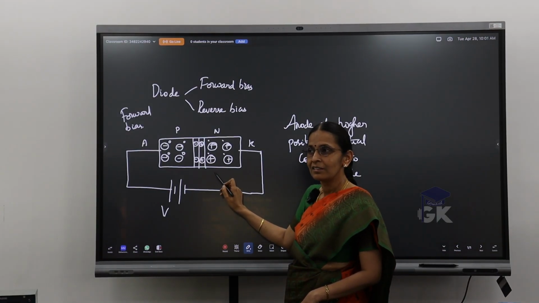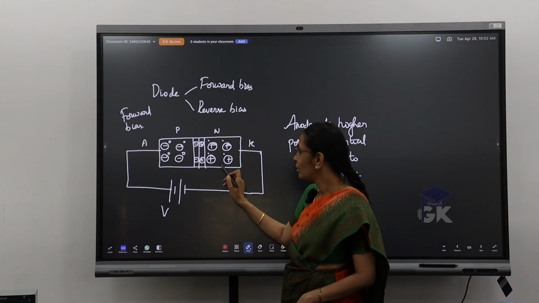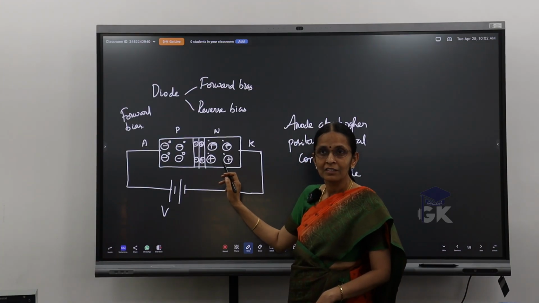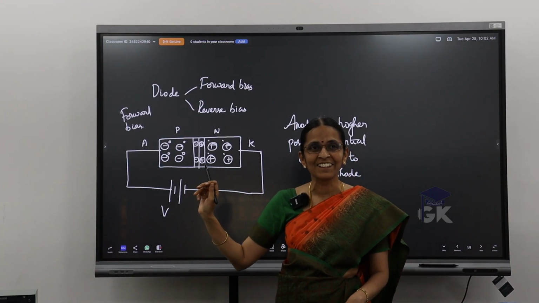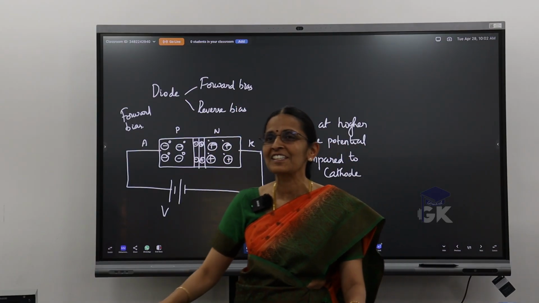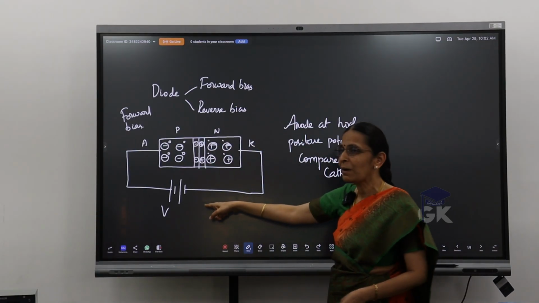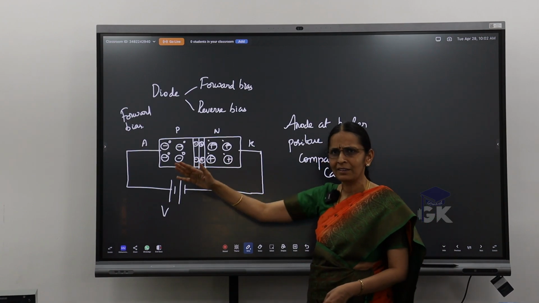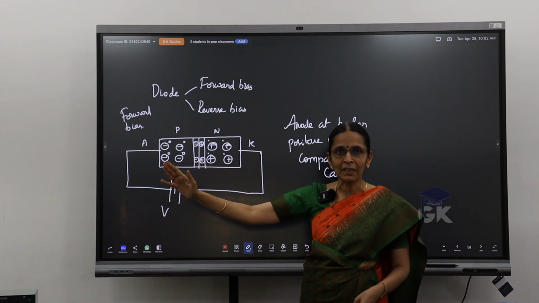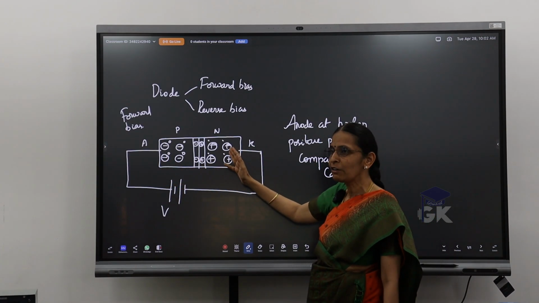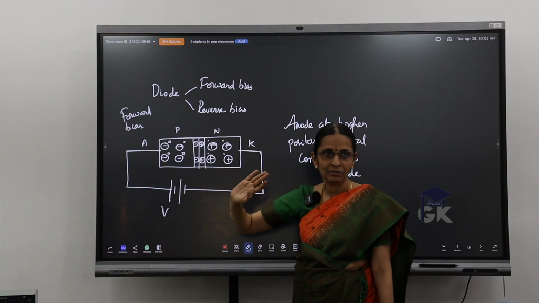Holes will get... What happens to the like poles? Fundamental. We have to go to the fundamental physics. Repel. They get repelled. So what will the negative of my battery do to the electron? It will repel it. It will repel my electron. So my electron will start moving from N to P.